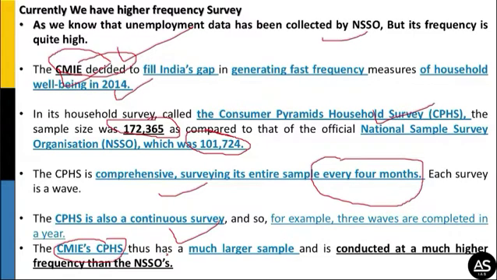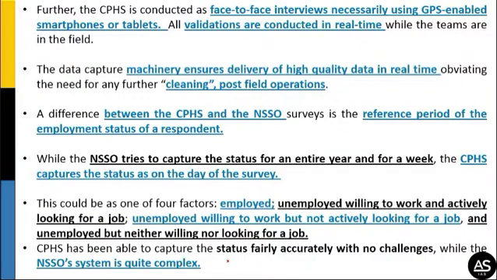Okay, so CMIE is a part of CPHS, and thus it has a much larger sample and is conducted at a much higher frequency than NSSO. It has been suggested that the NSSO can also implement this provision while collecting data. So let's look at how they collect the data. CPHS collects the data by face-to-face interview, necessarily using technology like GPS, smartphones and tablets, and because of this use of technology, their validation of data is much better than the NSSO data. Definitely they will be capturing better data as compared to the NSSO.